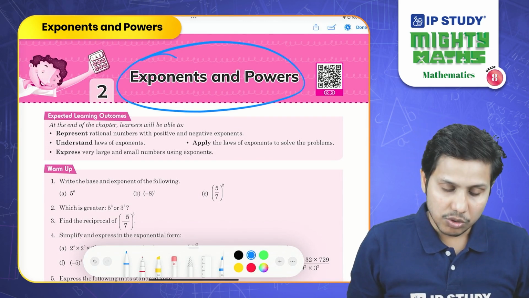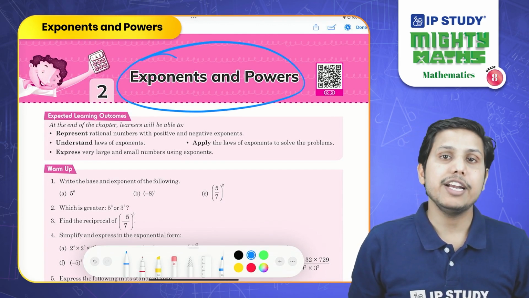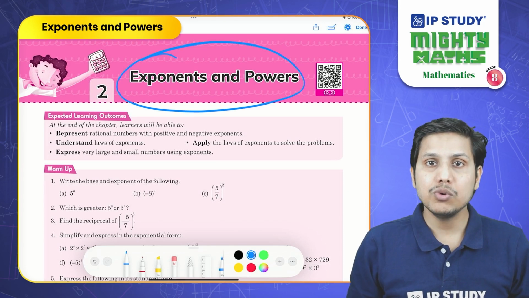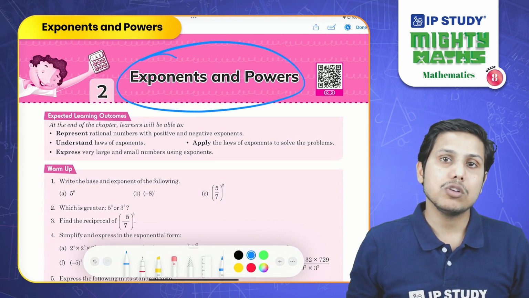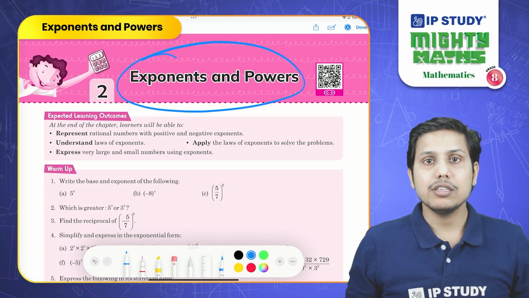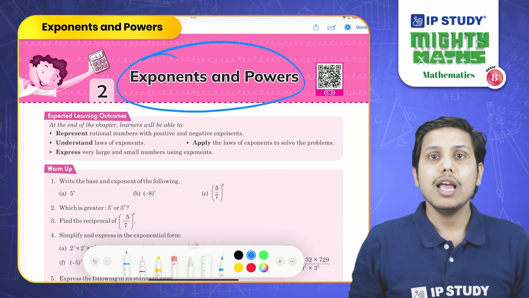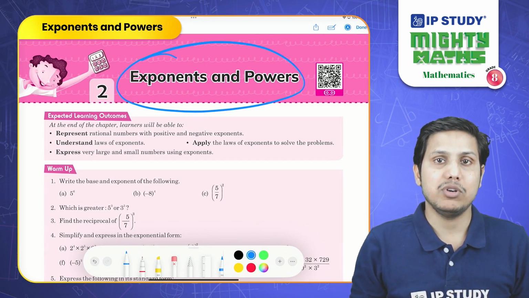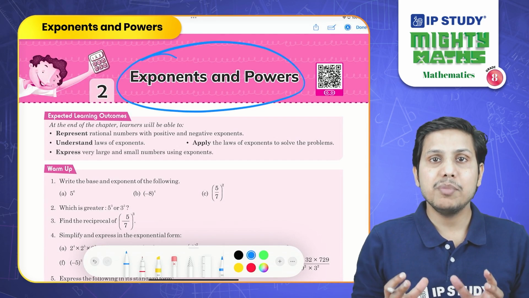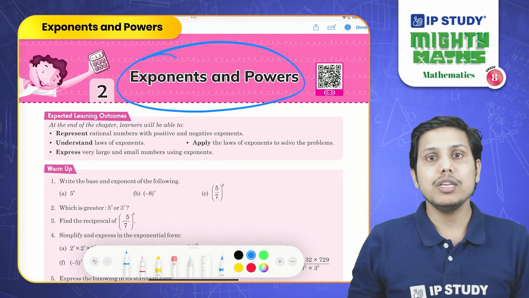So the different topics will be: we will first recall what is an exponent. Then we will proceed to negative integer exponent, a new topic that will be introduced in this chapter. Then we'll see the different laws of exponents that we have already understood, but we'll apply them here also. The next topic will be expressing very small numbers using exponents, and then we'll see how to write the expanded form of a number using exponents. The last will be comparing very large numbers or very small numbers using exponents.